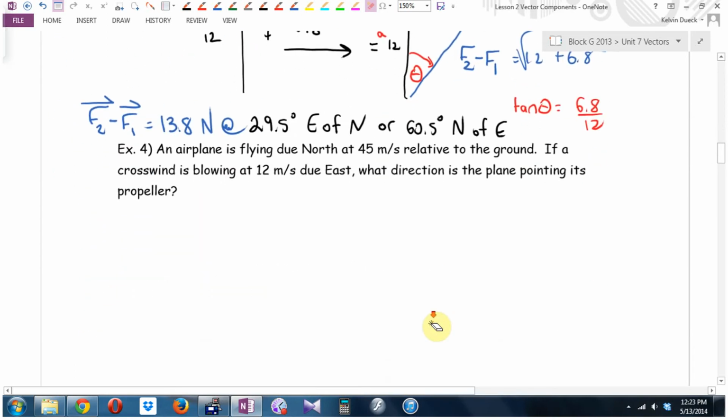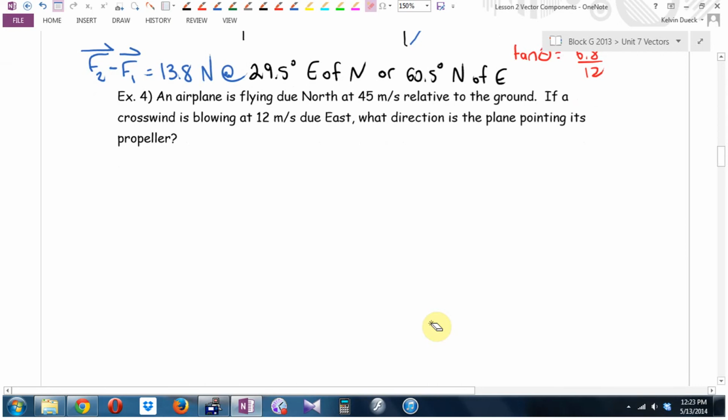So here's an application. Suppose an airplane is flying due north at 45 meters per second relative to the ground. If a crosswind is blowing at 12 meters per second due east, what direction is the plane pointing its propeller? Now, we did a plane question last lesson, and we said this. For any airplane, it's going to be the engine velocity combined with the wind velocity, the crosswind. That's what gives you what they see relative to the ground, what the control tower sees.